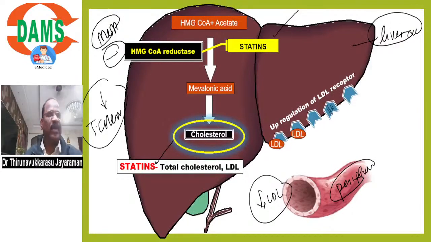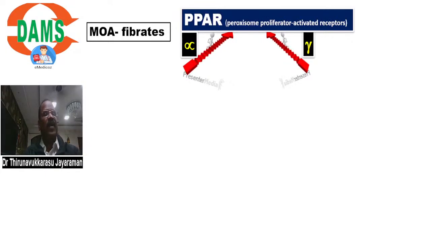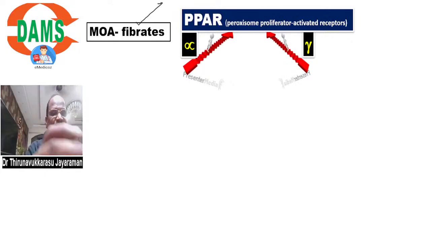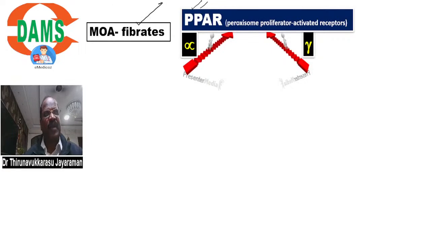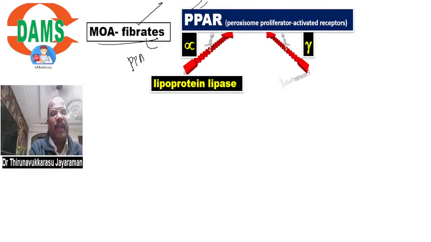That is the mechanism of action. Now, in your question, they asked which is the cholesterol lowering group of drugs acting as a PPAR alpha agonist. The answer is fibrates. PPAR means peroxisome proliferator activated receptor. We have PPAR alpha and gamma. See, fibrates are PPAR alpha agonists.